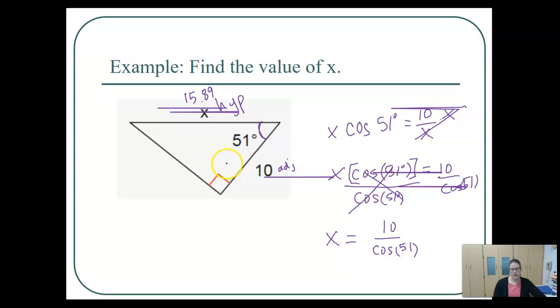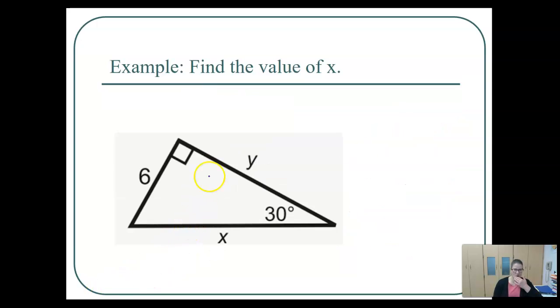Okay. So again, be paying attention. If x is on the top, then we would just multiply both sides by the bottom number. If x is on the bottom, we have to multiply both sides by x to get it up out of the denominator, and then we have to divide cosine 51 away from x. So there's a little different method depending on which one you're looking for.